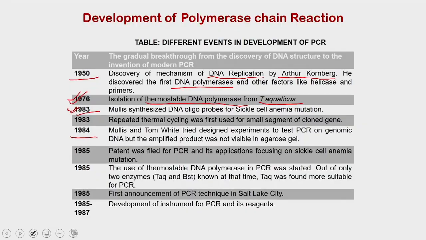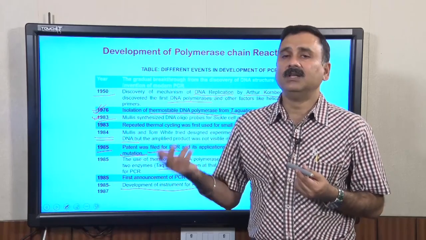Subsequently, in 1984, Kary Mullis and others performed PCR reactions on genomic DNA, and in 1985 they applied for a patent so that a PCR reaction can be used to detect sickle cell anemia mutations. Around 1985, PCR was developed completely. Now you always use the thermostable DNA polymerases, or Taq DNA polymerases, which are more suitable for PCR reactions. And in 1987, the first instrument for performing PCR was developed, called the thermal cycler.